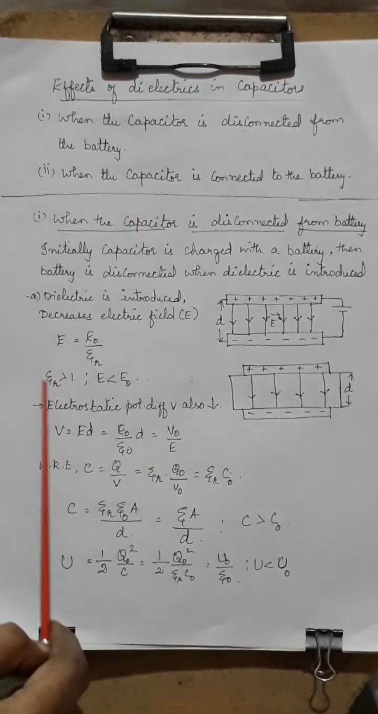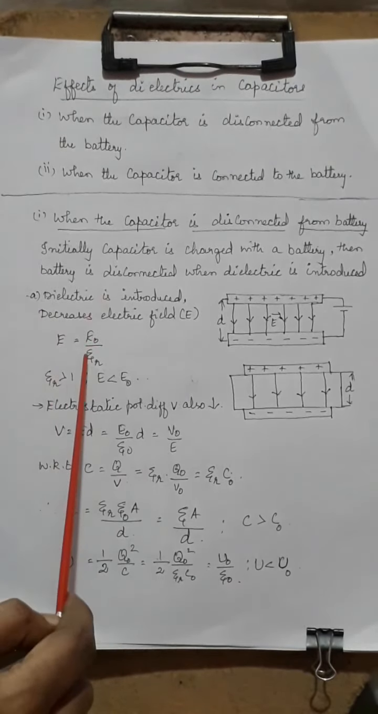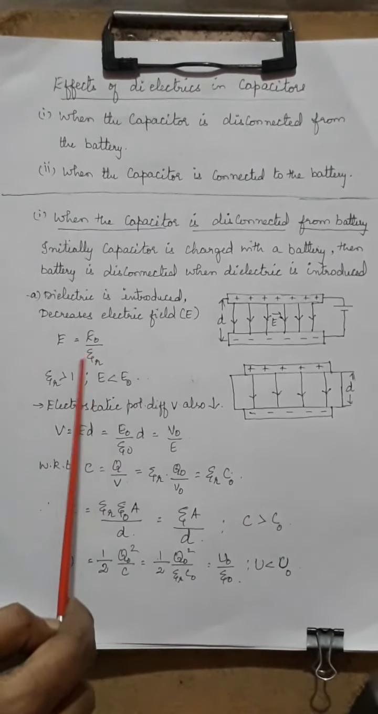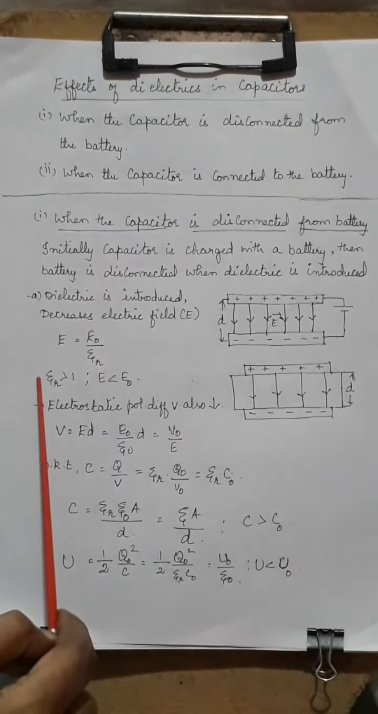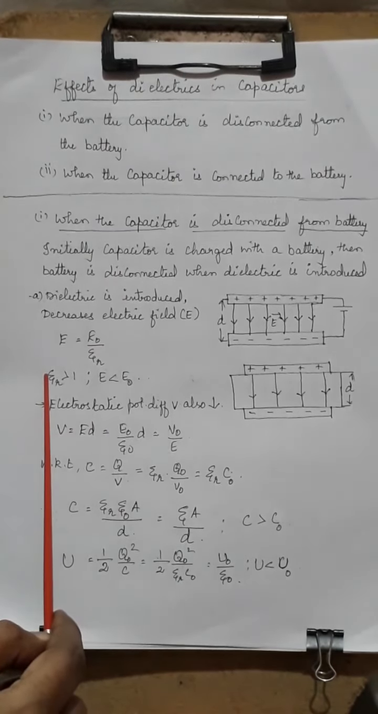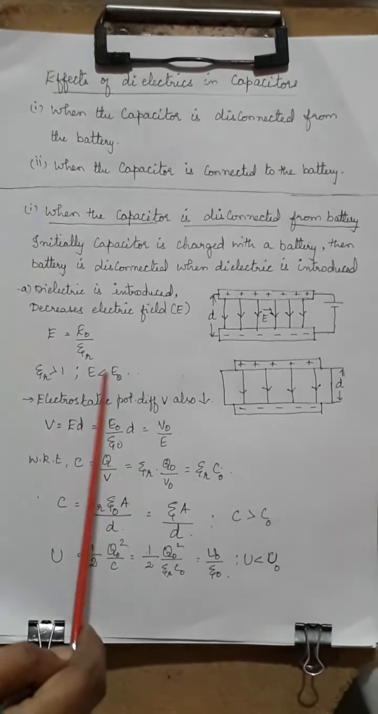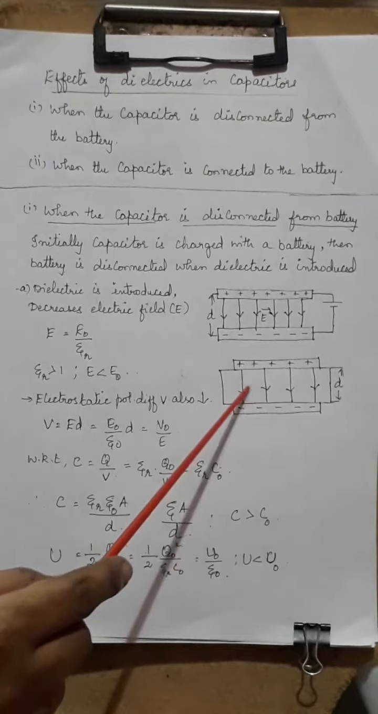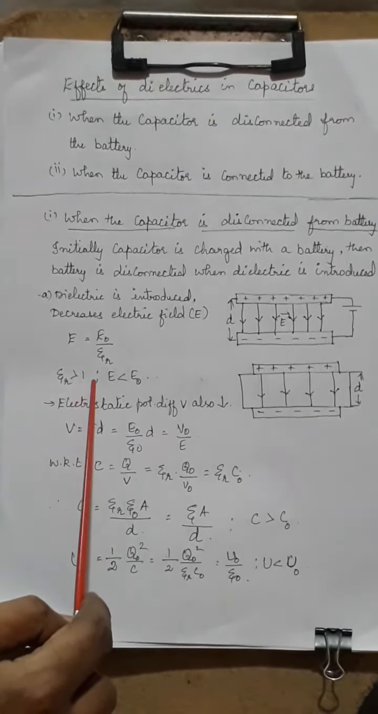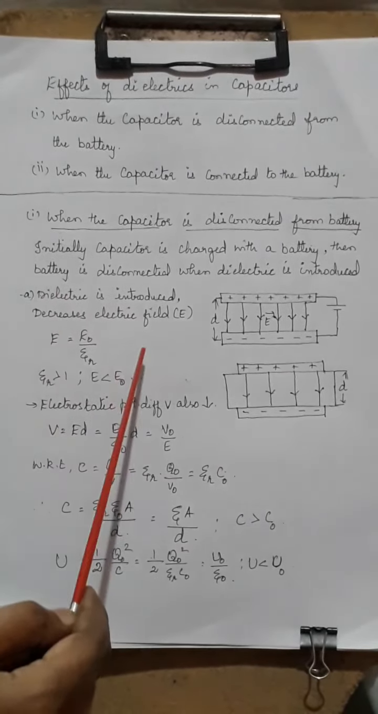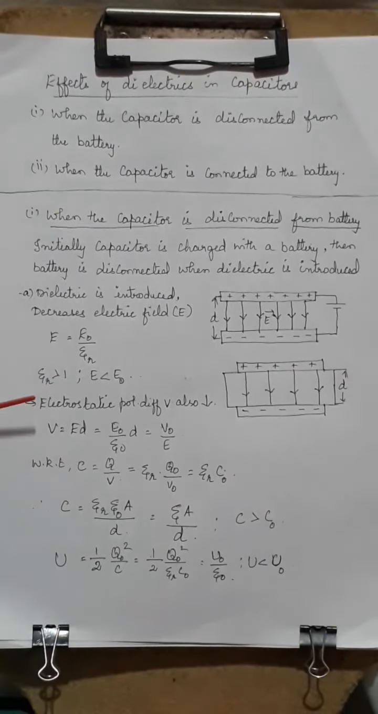And when this epsilon r is greater than 1, because here E naught is divided by a value greater than 1, what will happen? This value will be a lesser value. So if epsilon r is greater than 1, then E will be lesser than E naught. Thereby, by introducing a dielectric which has epsilon r more than 1, the effect is that its electric field is reduced.